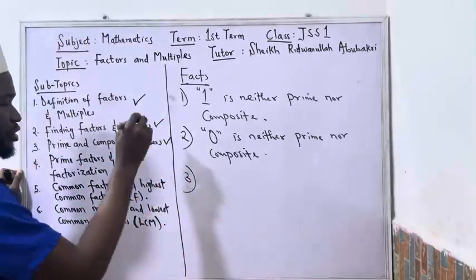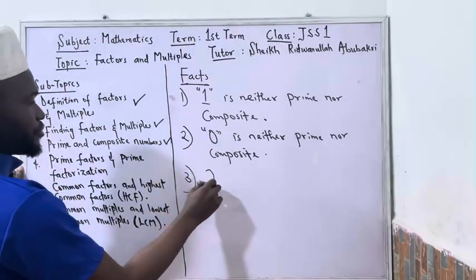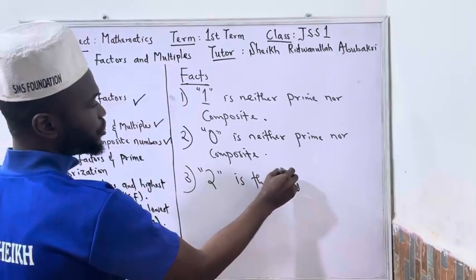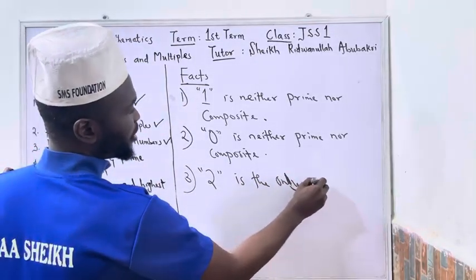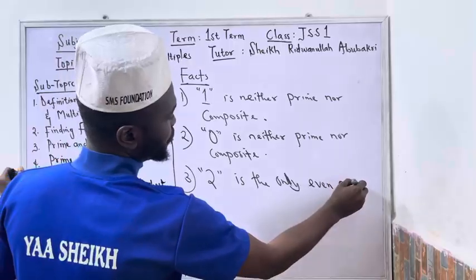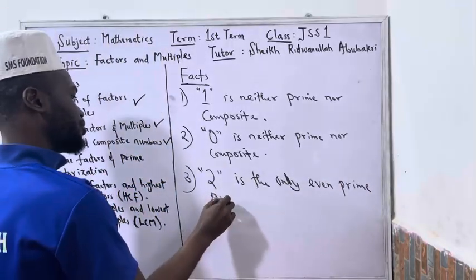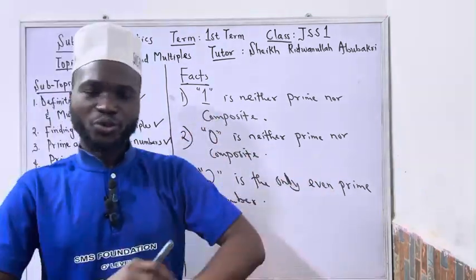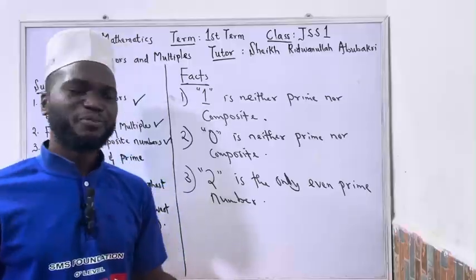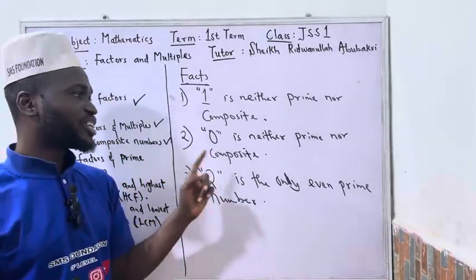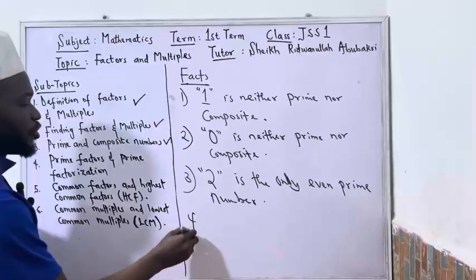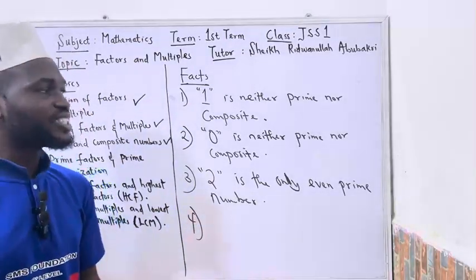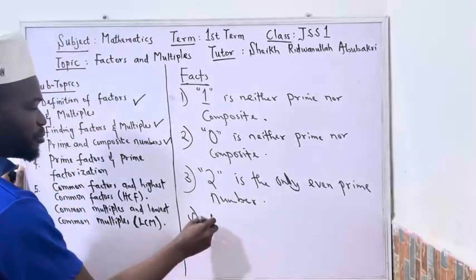Let's go for the third one. 2 is the only even prime number. If you check the list of prime numbers that I gave you, 2 is the only even prime number. No other prime number is even. Let's go for number 4. The last one that I will give here is that between 1 and 100, there are 25 prime numbers.